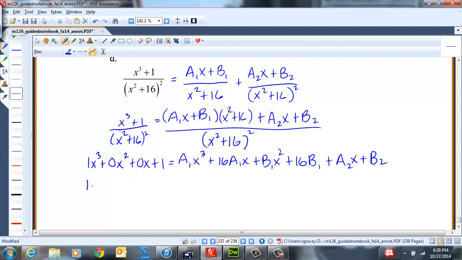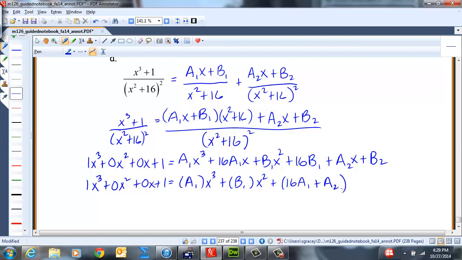Okay, so now gotta group them together. So we have a1 is the only one that's times x cubed. And then we have just b1 that's in front of x squared. And then we have 16a1 plus a2, our coefficients to the x, and then our constants will be 16b1 plus b2.